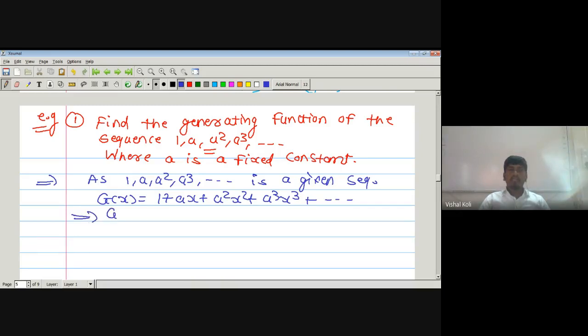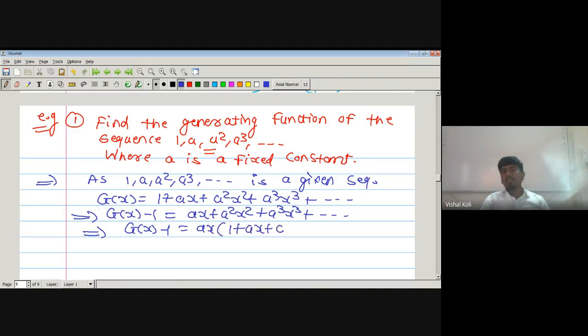This can be written as g of x minus 1, that is, we have to subtract 1 from both sides. We get ax plus a square x square plus a cube x cube plus up to so on, which is nothing but g of x minus 1. Divide both sides by a into x. Or first let us take common ax from the right hand side. We get ax common, then we get 1 plus ax plus a square x square plus up to so on.